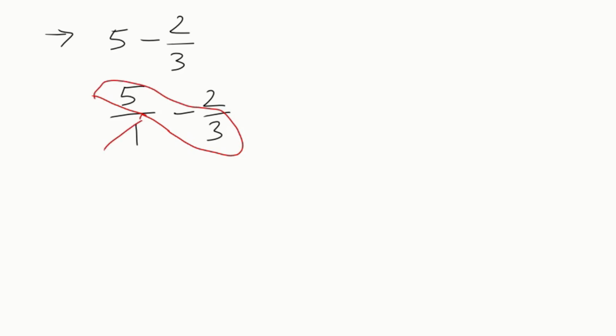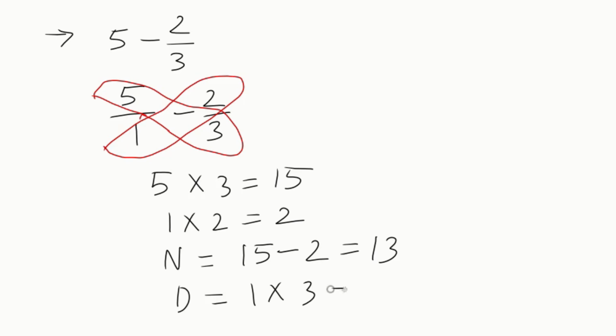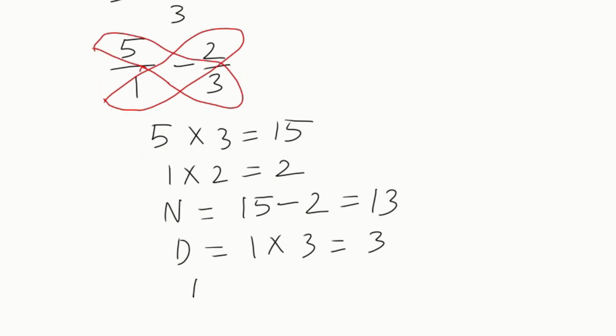So the same process, that is cross multiplication, the butterfly method: 5 into 3 and 2 into 1. So 5 3s are 15, 1 into 2 is 2. Here the symbol between them is minus, so we have to subtract. 15 minus 2 is 13. We got the numerator, and now we have to get the denominator. So 1 into 3, that is 3.